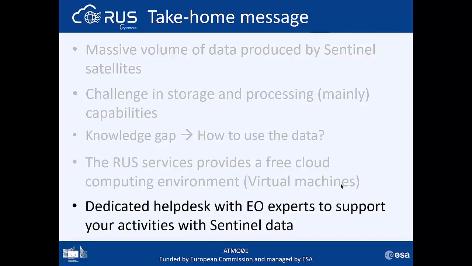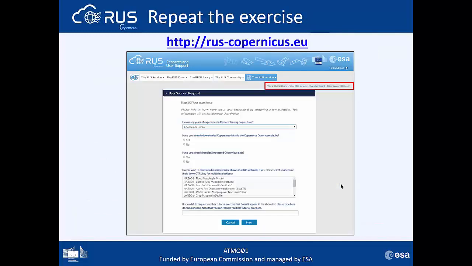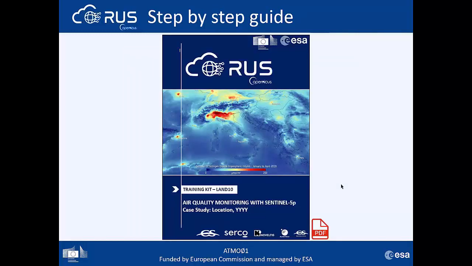So, before moving to the Q&A session, let me tell you again that you can repeat this exercise on your own if you want. You can practice and adapt the methodology to your own application or study area. For that, go to the RUS Copernicus portal, register as a RUS user, and request a virtual machine. During that process, you just need to specify the training code, which in this case is ATMO01. Again, once you get access to the virtual machine, you will receive a training kit that contains a step-by-step guide as a PDF document and all the auxiliary data we've used during the session.